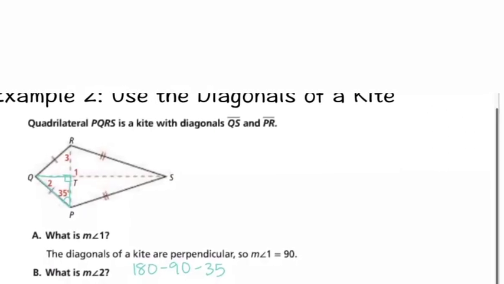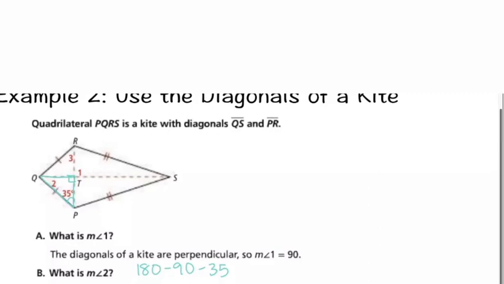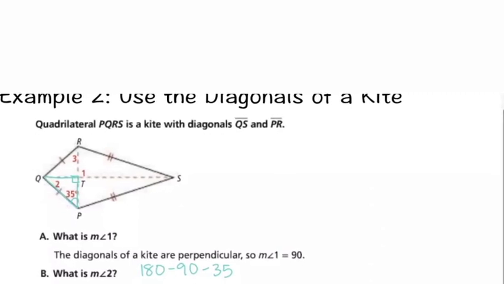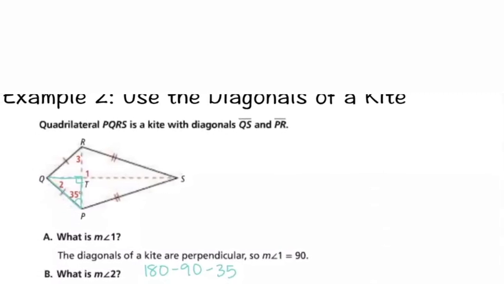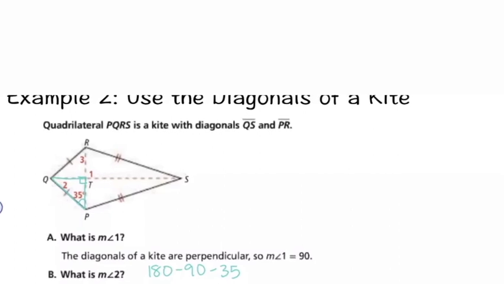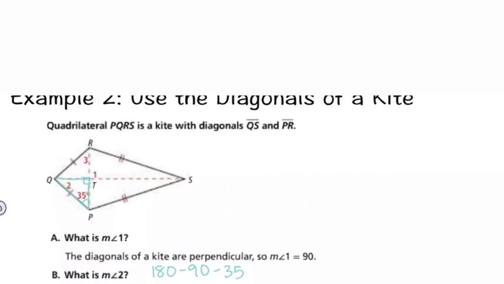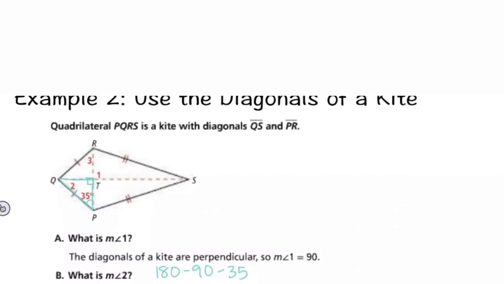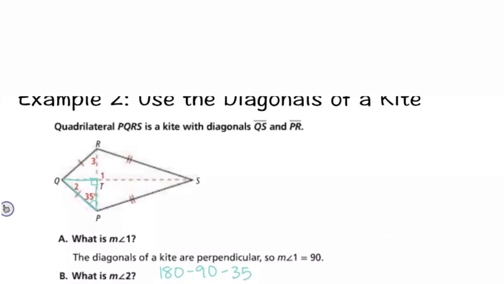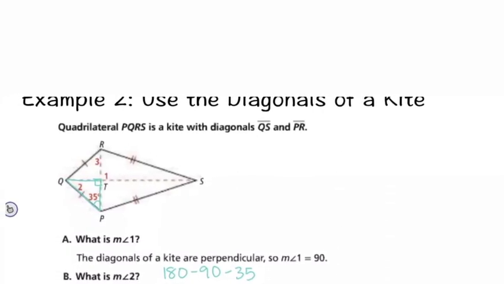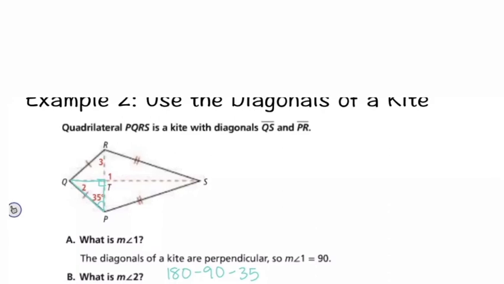Example 2. Use the diagonals of a kite. Quadrilateral PQRS is a kite with diagonals line QS and line PR. A. What is the measure of angle 1? The diagonals of a kite are perpendicular, so the measure of angle 1 is 90 degrees.